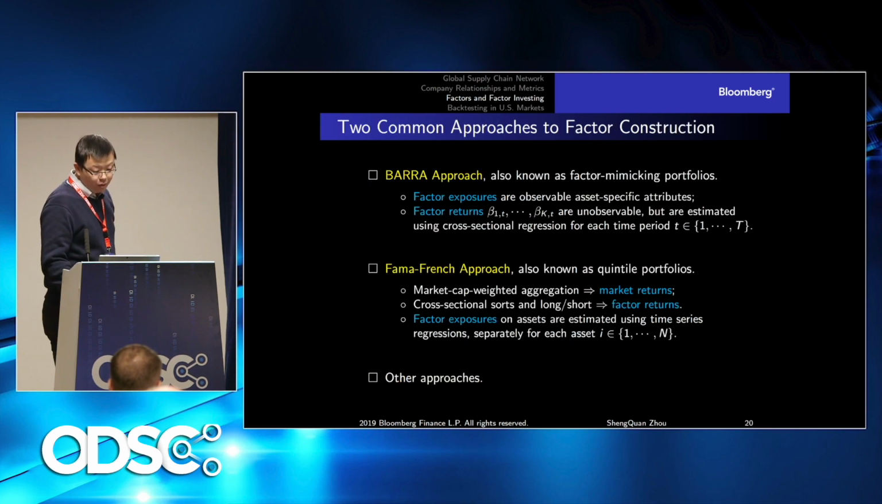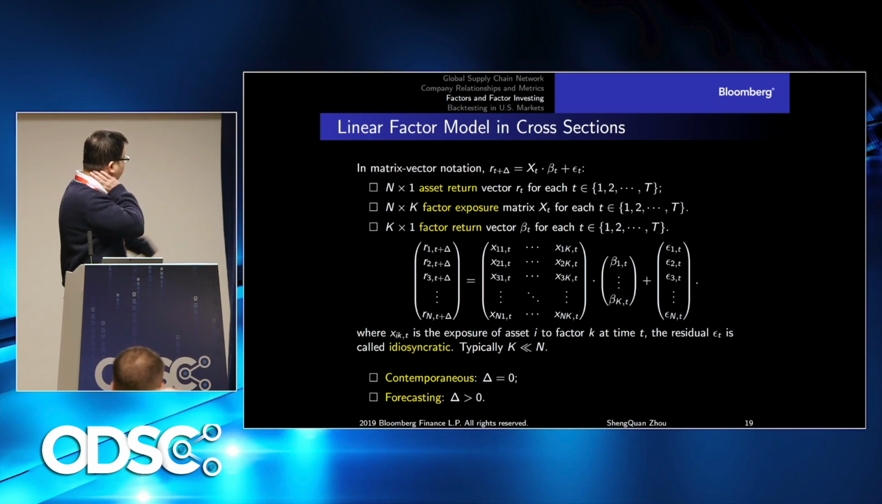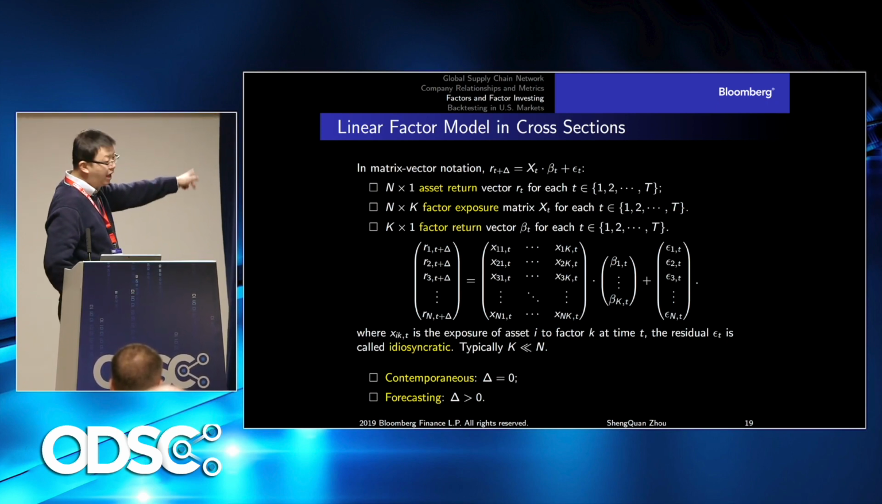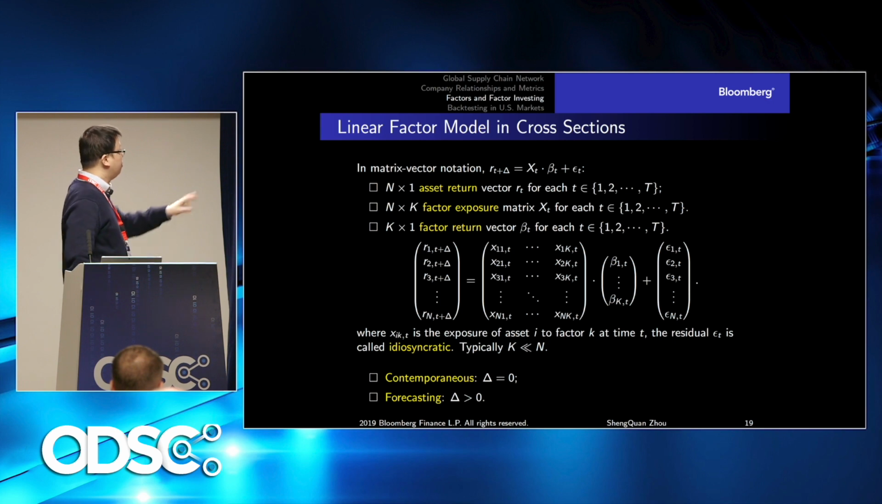There are 2 different ways. One is called the Barra approach. The Barra approach assumes that the factor exposure matrix, basically the X matrix, is known. For example, you fill the elements of this matrix with the book-to-market ratio of the company, or the momentum of this company, or the market cap. So basically you know the factor exposure matrix X, and you estimate the factor return beta by cross-sectional linear regression. You basically invert this equation by least squares fitting, right?